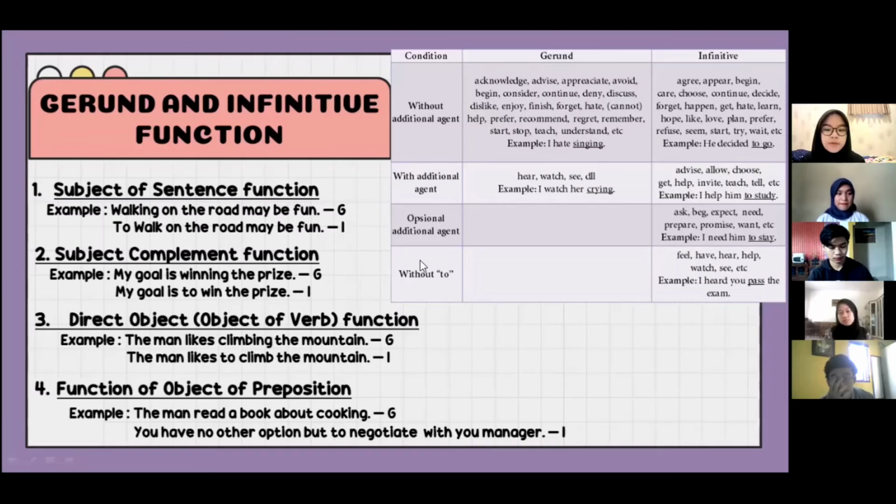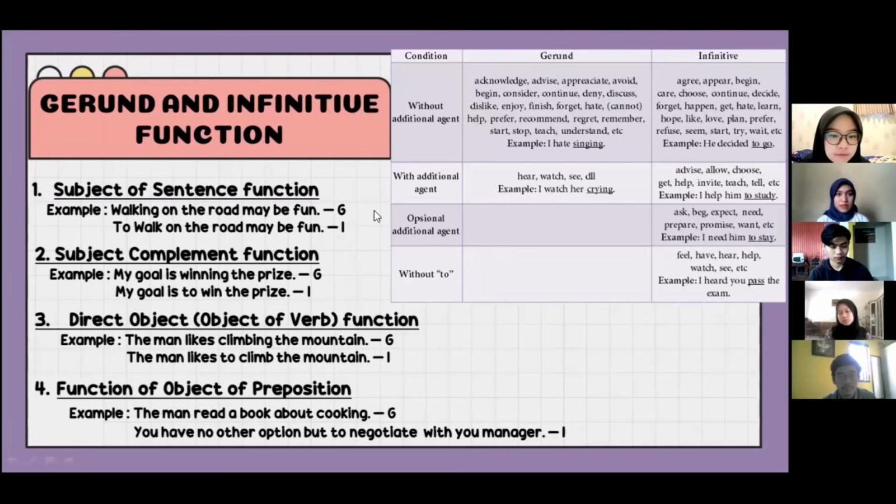Some ... and many more. And for the example is, he decided to go. With additional agent, we have hear, watch, see, and many more. For the example, I watch her crying.